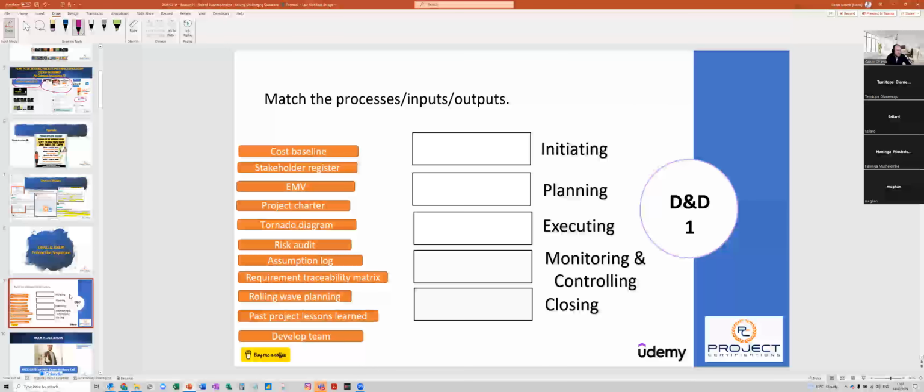So here is the first one, which is a drag and drop question. What we need to do is match the different processes, inputs, and outputs with the big processes on the right-hand side. Now, more than one can fit into the bucket, so they are just there for representation.